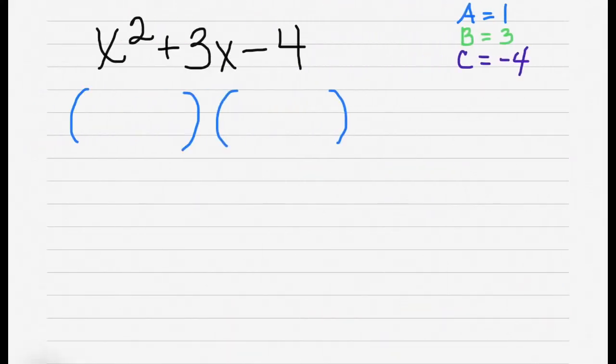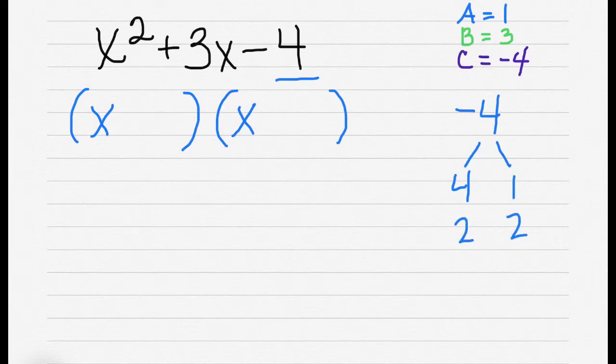So let's take a look at the first quadratic equation, x squared plus 3x minus 4. I look at my first term and I put x times x, which will give me my x squared. Next, I'm going to look at my c coefficient, and I'm going to factor that. I have 4 and 1, and 2 are also factors of 4.